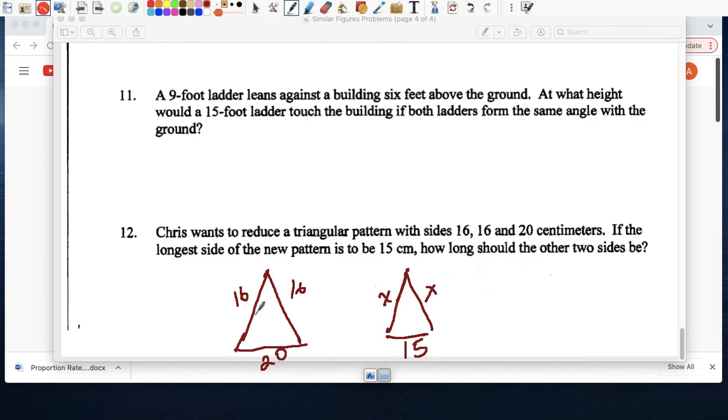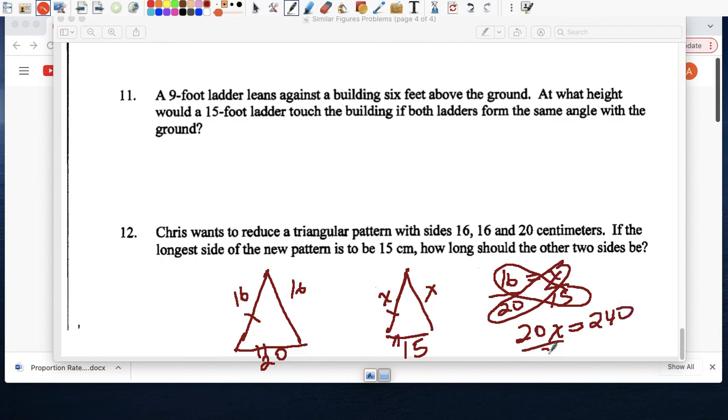Let's set up the proportion here. This corresponds to this, as 20 corresponds to 15. So we get 16 corresponds to x, as 20 corresponds to 15. Cross multiply: 20x equals 16 times 15, which is 240. Divide by 20, and x equals 12, and obviously the other one will be 12. Right, that's it.